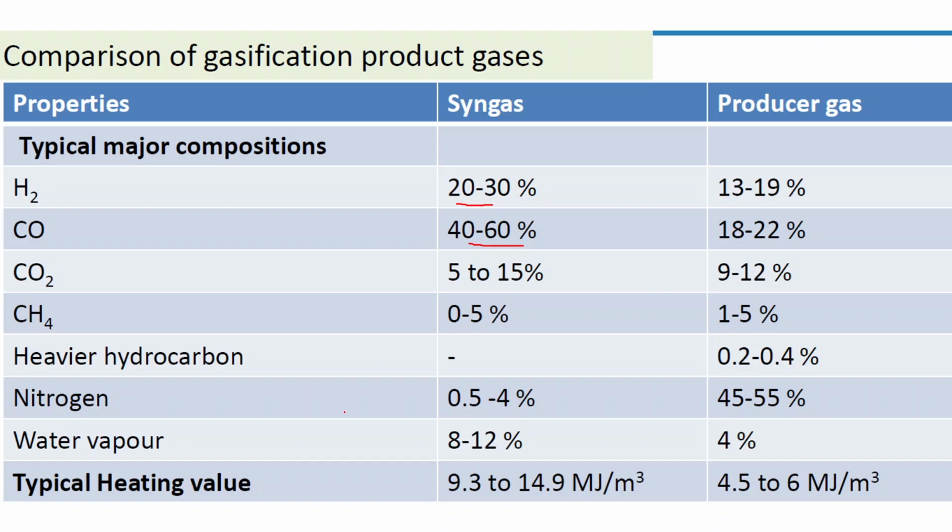But the thing to focus on here is that the amount of nitrogen in syngas is 0.5 to 4%, whereas in producer gas it has increased a lot, 45 to 55%, which is the proof that air is used here instead of oxygen. As we know, air consists of a large amount of nitrogen. So this is the basic difference between syngas and producer gas. Moreover, producer gas is not that desirable; its heating value is also less compared to syngas.